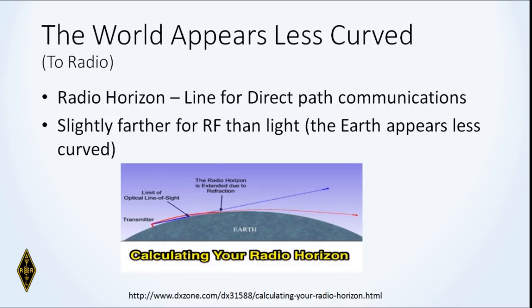This is an interesting phenomenon that for light, it really does go out in a straight line. But radio waves will actually hug the Earth just a little bit more. And the ARRL likes to say that the Earth is less curved for radio waves. So radio will kind of bend and go a little bit farther than actual light will.